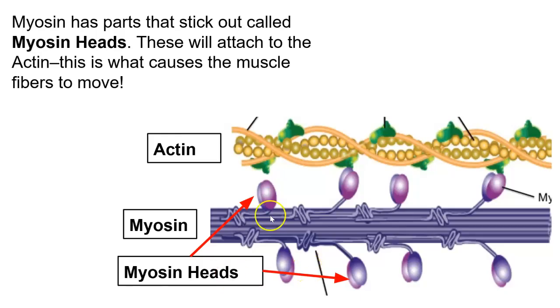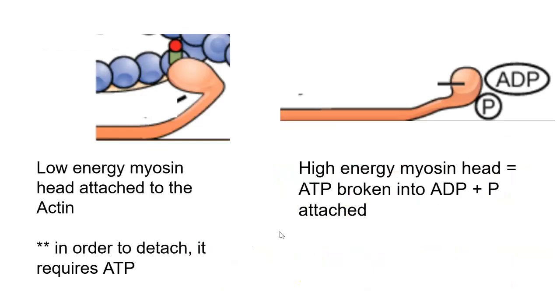And on the myosin, we have these myosin heads. And those myosin heads, when it's like cocked like this, it is in its low energy state. And when it's pulled back, I'm thinking about pulling a rubber band back, it's in its high energy state. And when it's high energy state, it has something called ADP and a phosphate attached to it.